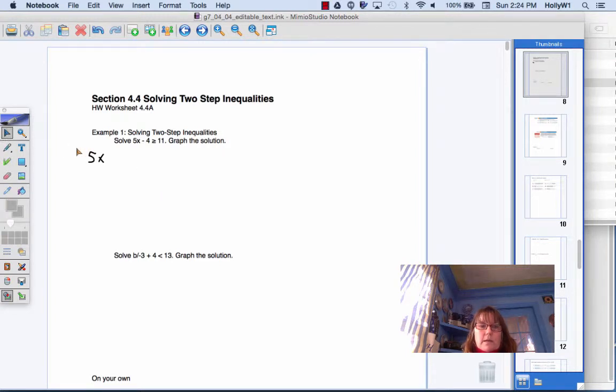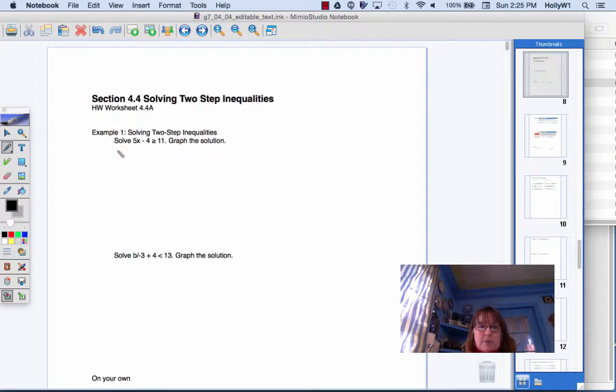So hi guys, and welcome to section 4.4, solving two-step inequalities. We solve two-step inequalities in the same exact way that we solve equalities, except of course you have to swap the inequality if you are dividing or multiplying by a negative number. But let's look at how we do this.